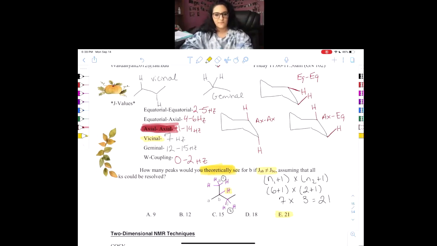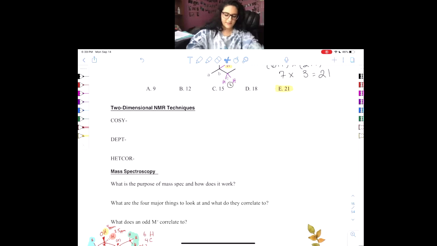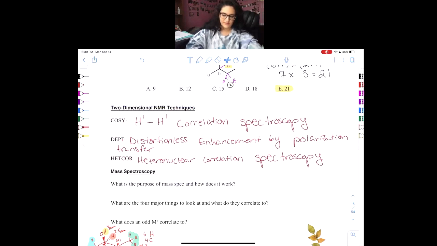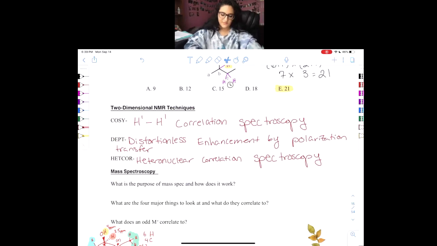Pals. Today, Bear and I are going to cover 2D NMR techniques. So let's get right to it. The last thing we are going to cover in Chapter 9 on NMR is 2D NMR techniques. So first things first, I'm just going to give you the actual definition for these.